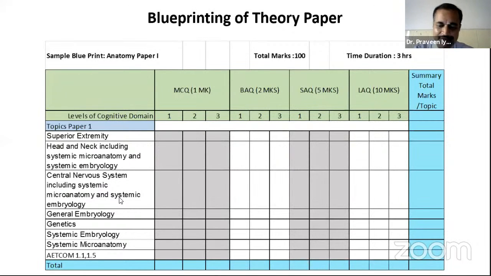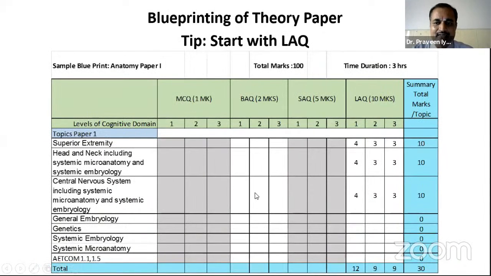Using the story of the full bucket, we'll first allocate marks to long answer questions. So that's the step that we'll do first. So this is how we have done it. So long answer questions we have chosen from the 3 major areas of gross anatomy available to us: superior extremity, head, neck, and the nervous system, that is neuroanatomy. And we have allocated level 1, level 2, level 3, that is recall, understanding, and problem solving.